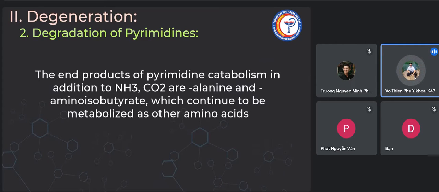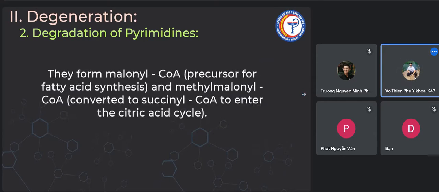Uracil and thymine are the end products of pyrimidine catabolism. In addition to NH3 and CO2, there are alanine and aminoisobutyrate, which continue to be metabolized like other amino acids. Then they form malonyl CoA, a precursor for fatty acid synthesis, and methylmalonyl CoA, which is converted to succinyl CoA to enter the citric acid cycle.